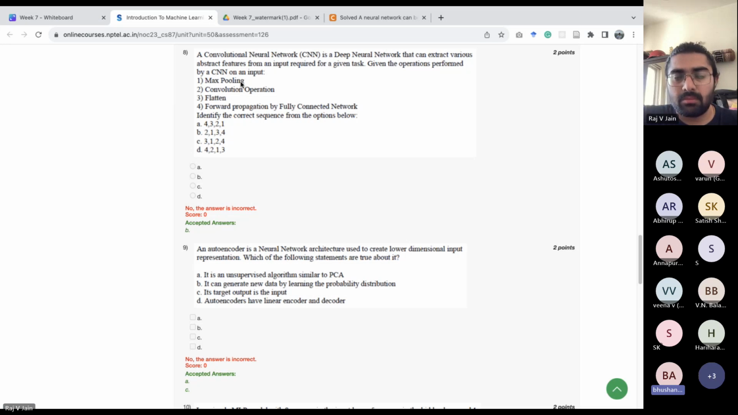Then you reduce the dimension and therefore you do max pooling. Ultimately you will get some n by n matrix depending upon the convolution. But you have to have a one-dimensional layer, so you have to flatten it from a matrix into a vector. And then of course you have to do forward propagation of the neural network. So that's how the answer is: 2, then 1, then 3, then 4.